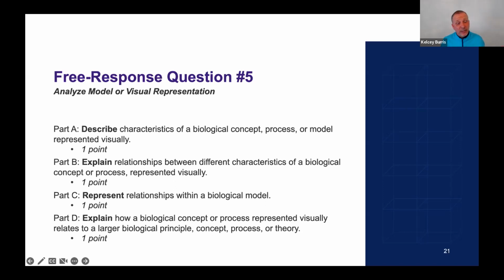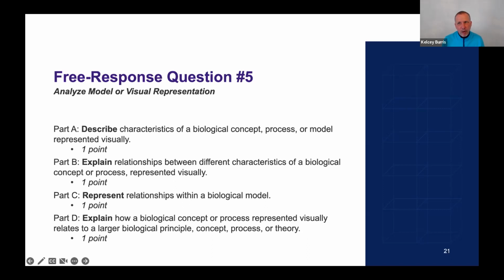Part B, you're going to have to explain the relationship in some way. Part C, you're going to represent relationships within a biological model. So it might be how you have to connect transcription and translation to cell communication or something like that. And then part D, you're going to be explaining in some fashion. Okay, now again, I want to reiterate that these task verbs might be a little different in the question, but it gives you the general gist of how the questions will be structured.